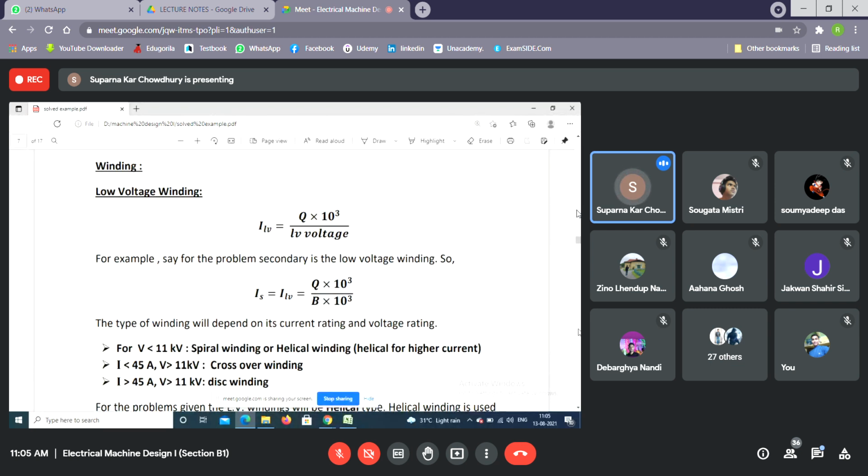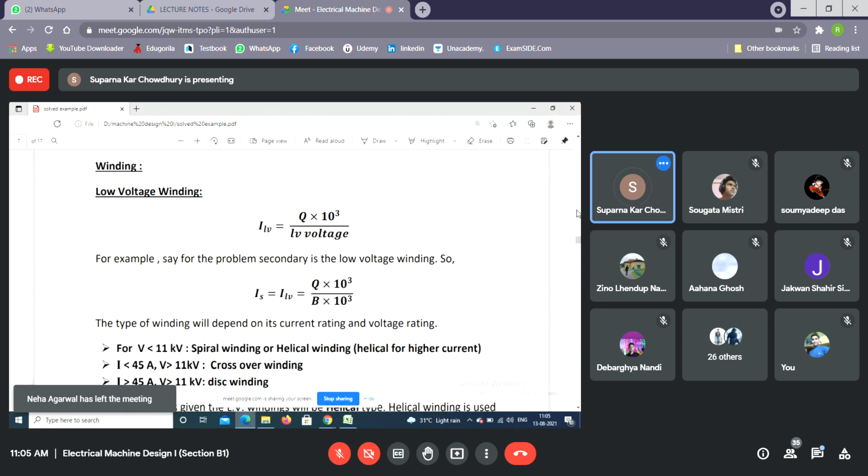We know that the LV winding is on the inner side. The reason is that it is the low voltage, so the insulation requirement from the core to the winding will be less if we put the LV on the inner side. Besides that, the tappings are provided on the HV winding, so if it is on the outer side, it is easier to bring out the tappings. So the LV winding is on the inner side, and we start with the LV winding.